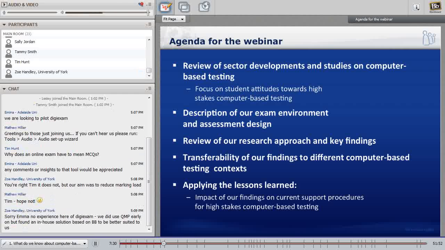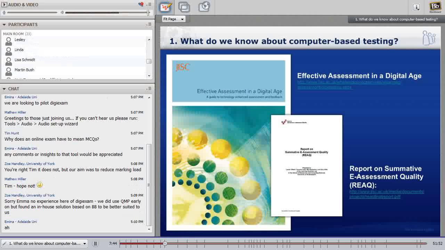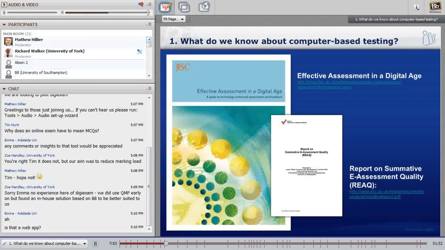So without further ado, I'm going to move on and start with a question: what do we know about computer-based testing? Well, from a UK perspective, and I do apologise, I'm probably quite blinkered in speaking from this sector alone, so it would be interesting to get perspectives from other HE sectors. But certainly in the UK, there has been long-standing practical guidance available to us, largely through the JISC, the Joint Information Systems Committee, which is government-funded.